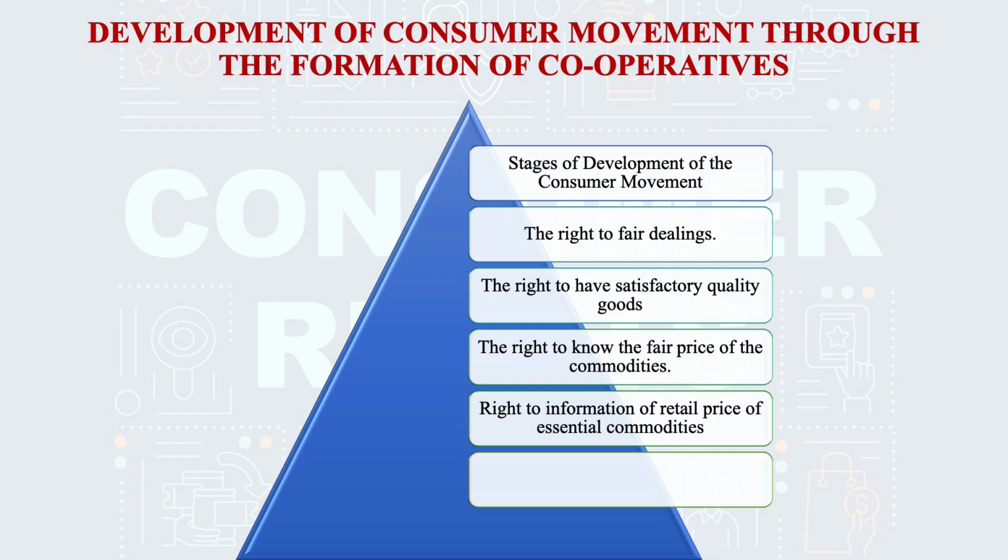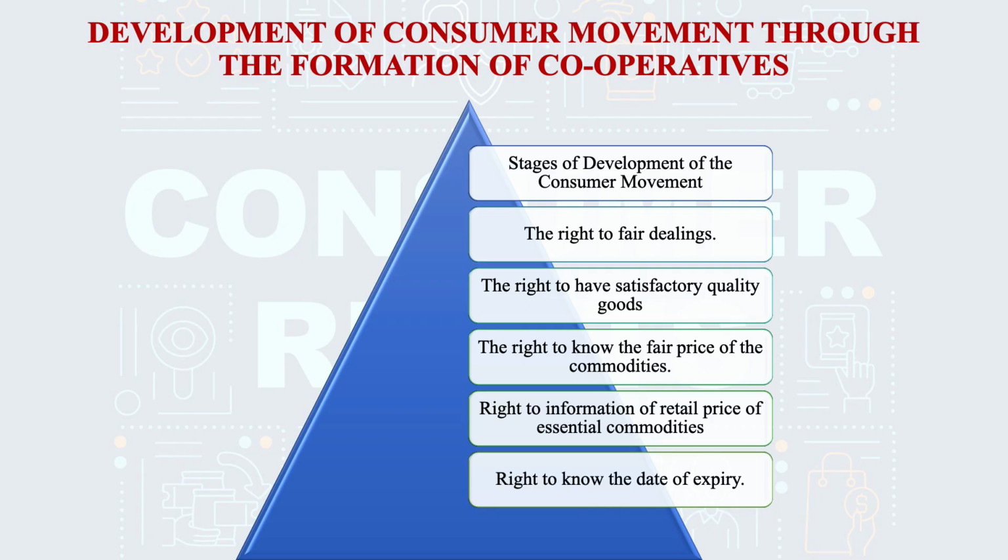But under law, it's not the case. Price should be even, and equal prices should be charged for each and every person concerned. Then, right to information of retail price of the essential commodities. Again, the consumer should be made aware of the retail price of the essential commodities served through the fair price shops and all, that should be made known to them.